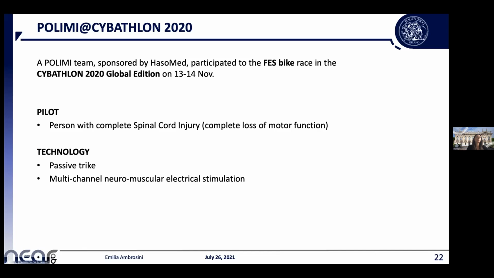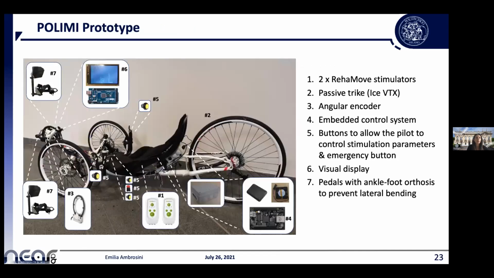And in this picture, you can see our prototype, which is basically composed of a recumbent trike. So it's a passive commercial trike, but we equipped it with an angular encoder. We included an encoder here in order to use the crank angle to modulate stimulation. We used 2 RehaMove stimulators that were placed at the back of the seat, in order to be able to stimulate up to 8 muscles, 4 muscles per side.